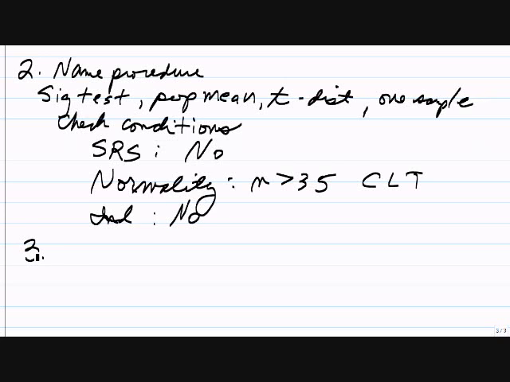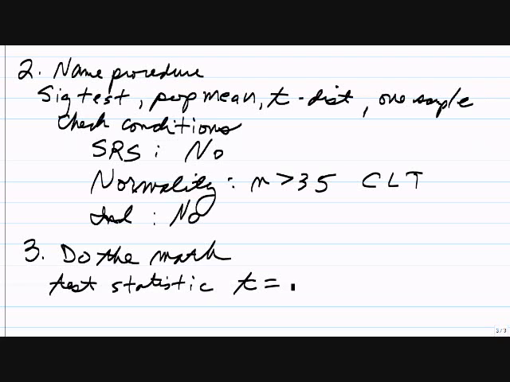And then step 3 is to do the math. And the math will get a test statistic. That was that t. That was the sample mean minus the hypothesized mean divided by the standard error of the mean. And we got that to be 5.8. And then we have something called a p-value.